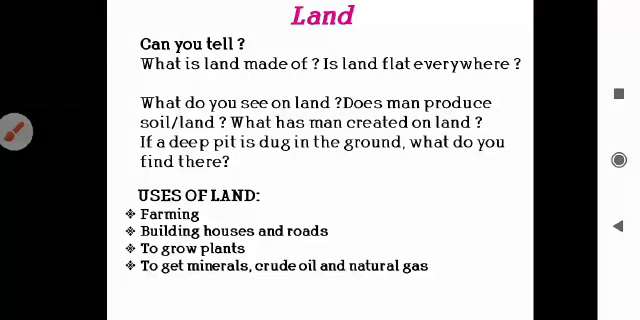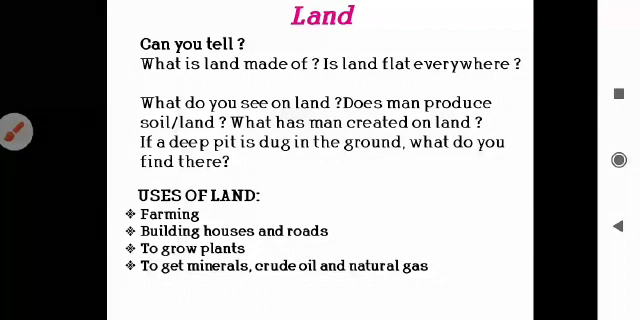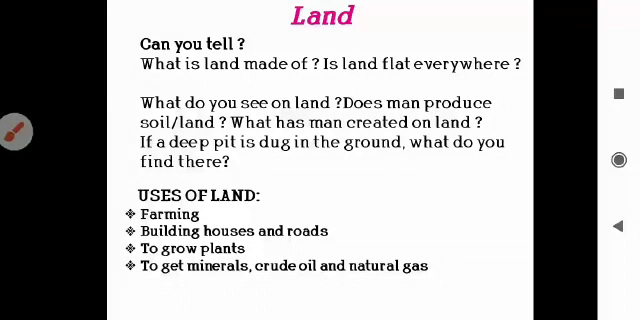Now we will learn about uses of land. Land is useful for farming. Land is also useful to build houses, buildings and roads. We can grow plants on the land. We get minerals, crude oil and natural gas from the land.